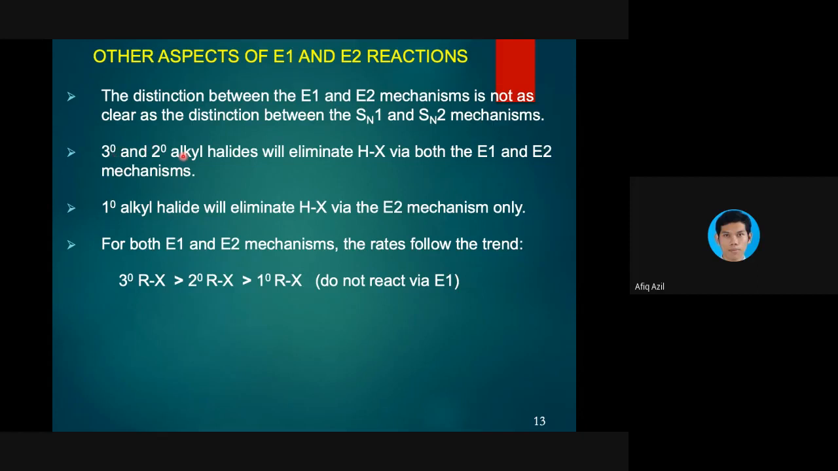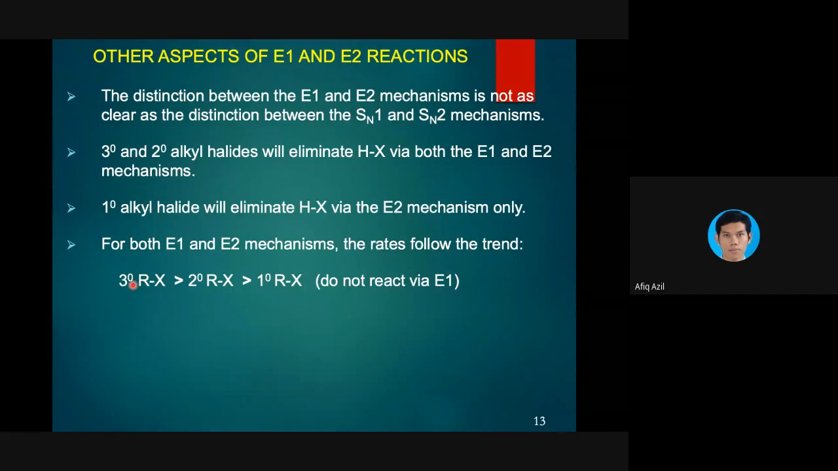For example, tertiary and secondary alkyl halides will eliminate HX via both E1 and E2 mechanisms. So you cannot just decide the reaction mechanism based on one factor. Okay, if you still remember, there are four factors on how to decide which mechanism for SN1 or SN2. And then for primary alkyl halide, it will only eliminate the hydrogen halide HX via the E2 mechanism only. Okay, if you have a primary alkyl halide, it will only proceed via E2, not E1 mechanism.